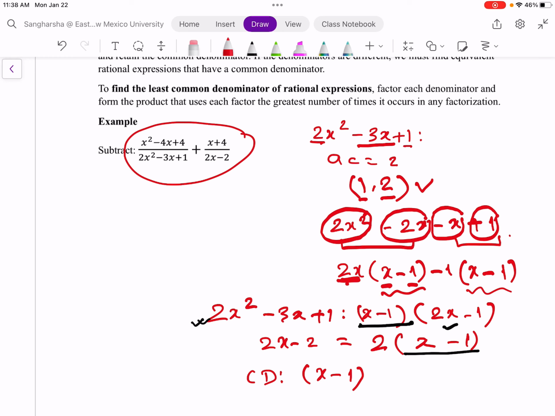2 is not a common factor. 2 is a factor for this one, but 2 is not a factor for the first one. So it's not common. Now there is no other common factor, so we rewrite the remaining factors. So we write down every remaining factor. This is remaining, so you have 2x minus 1. This is remaining, so you write down 2. And this is the common denominator for these two denominators.